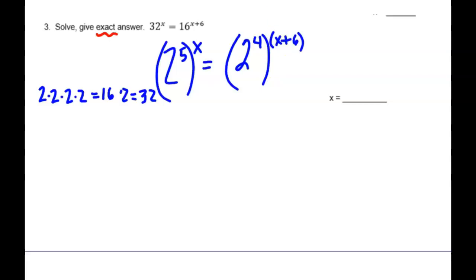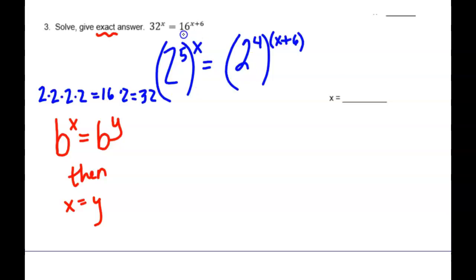Now, just so we're clear on why this is working, when you have the same base, there's a one-to-one property that says then the exponents are equal. Since these are both the same base, we can set the exponents now equal. And the exponents are being multiplied.